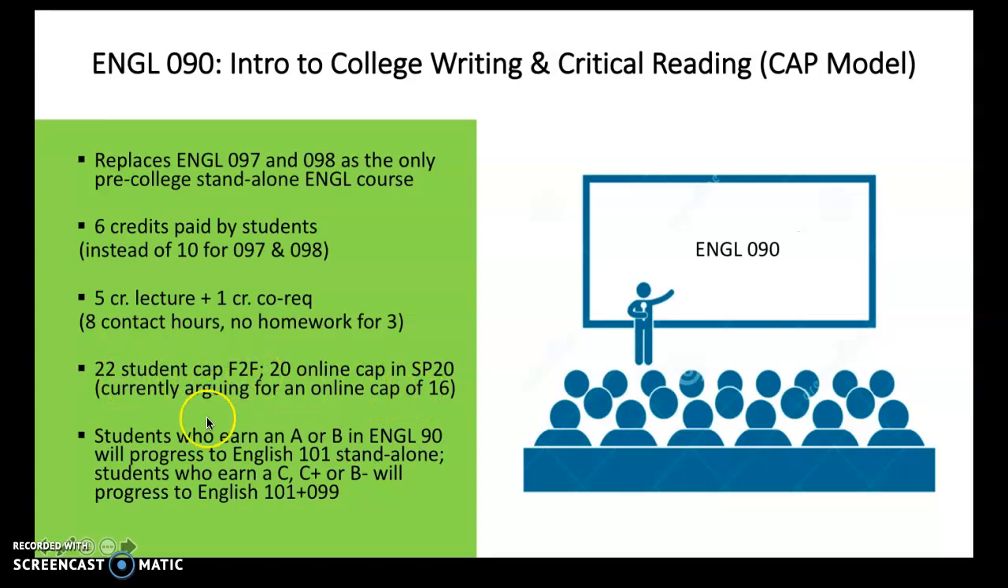Students who earn an A or a B in English 90 will progress to English 101 standalone, so it's possible that a student could complete English 90 and be ready to take English 101 without support. Students who earn a C, C+, or B- will progress to English 101 plus 99. Certainly, students who earn the A or B might choose to take 101 plus 99. It's up to students to decide what they most need for their learning and success.